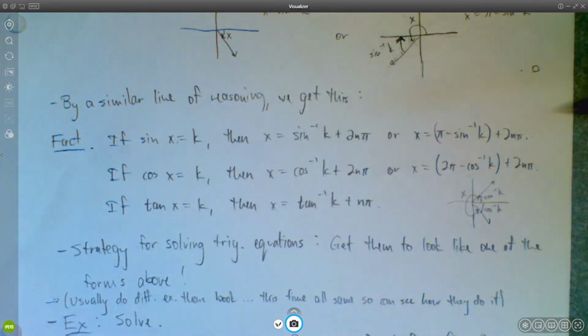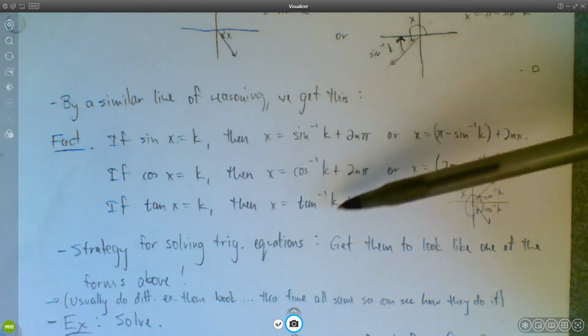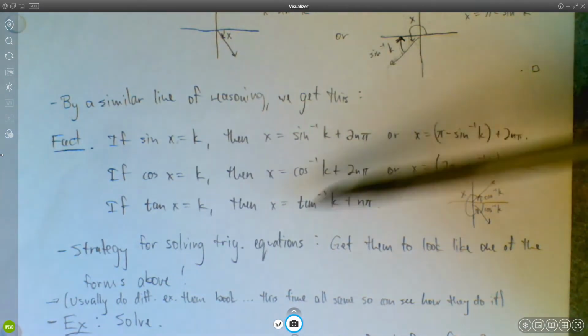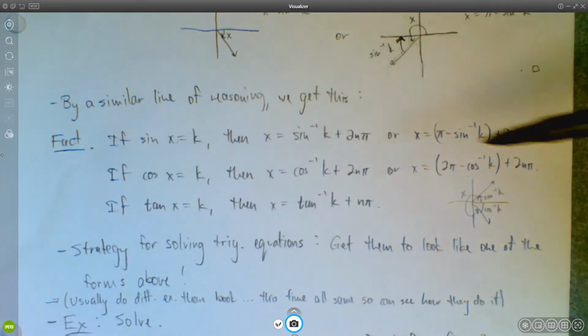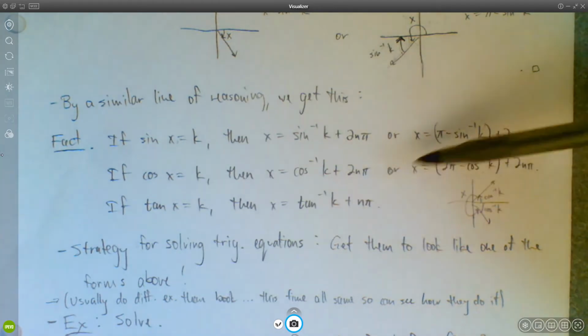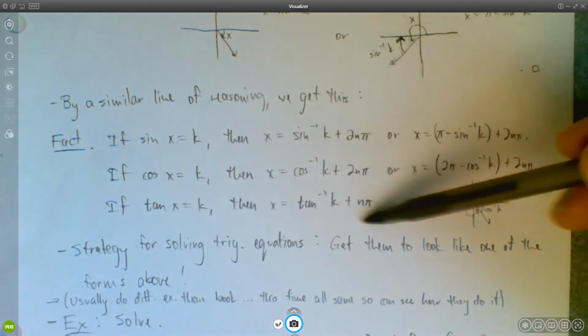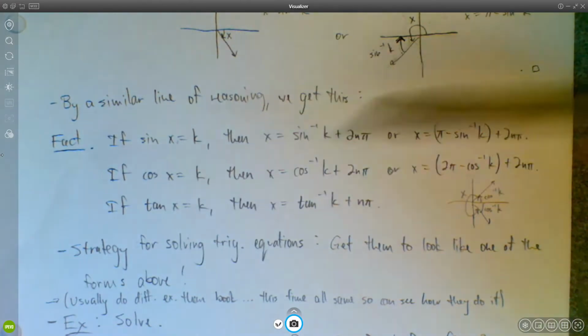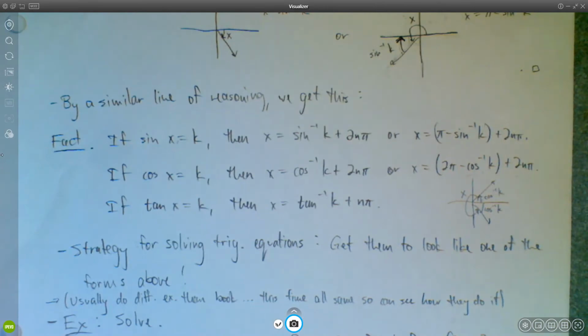That's because, going through a similar line of reasoning, if k is positive, then x is either in quadrant 1 or quadrant 3, and so the solutions are exactly pi units apart. So you get both solutions by just adding n pi, rather than 2n pi. It only works for the tangent case, though.